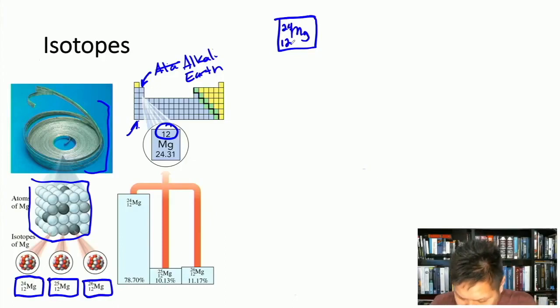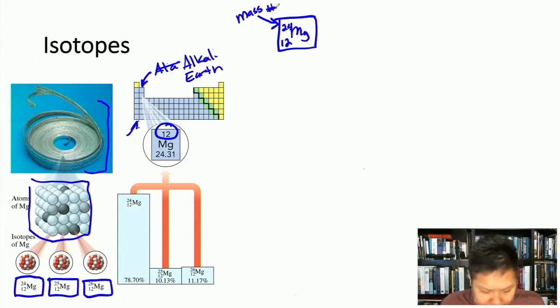And so when we're talking about isotopes, this number here in the upper left-hand corner is the mass number that we were talking about. I lost connection. Here we go, I'm back. The mass number that we were talking about from the last slide, and then this bottom left-hand one is the atomic number from the last slide.